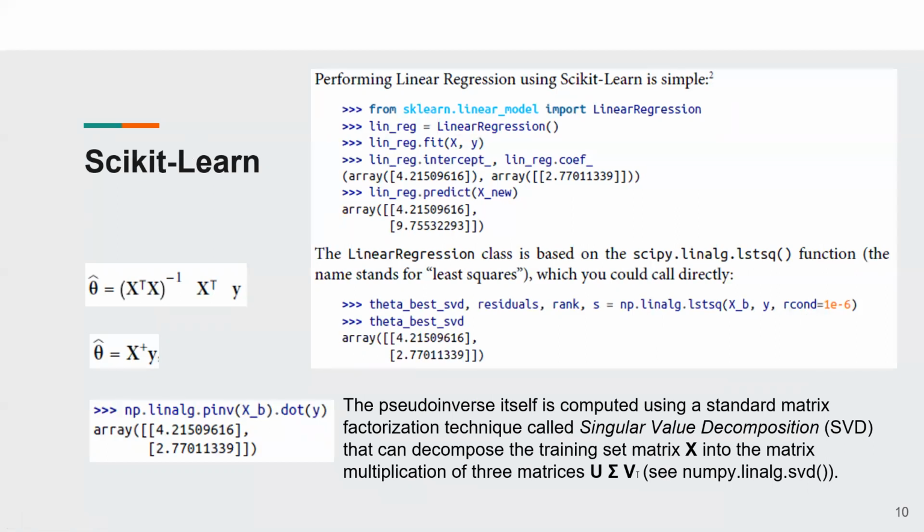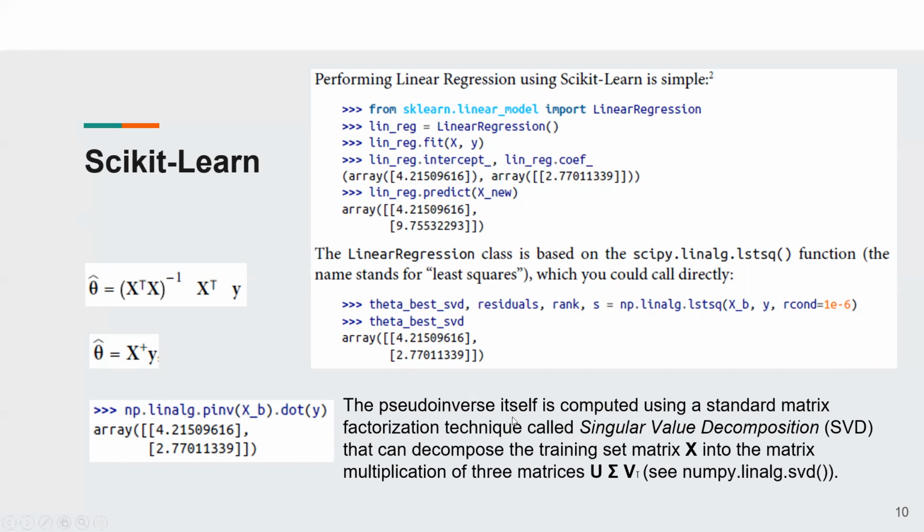Another way to look at this is something called pseudo inverse. So pseudo inverse is really still based on this idea. Theta estimate is x transpose times x inverse times x transpose times y, and if we group all of those three terms together, we call it x plus. So theta estimate equals x plus times y. And then you could use linear algebra pseudo inverse of x dot product of y to get your estimated theta.